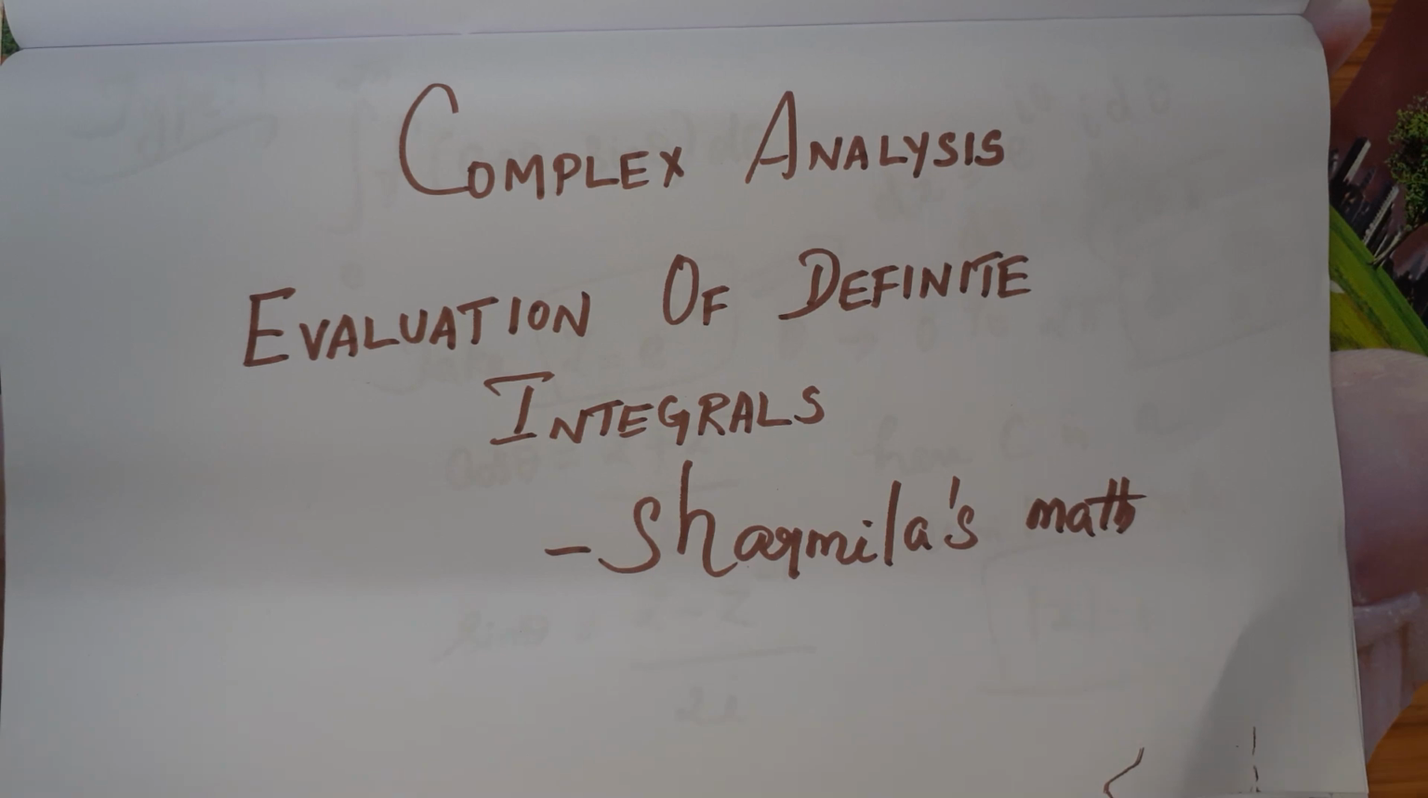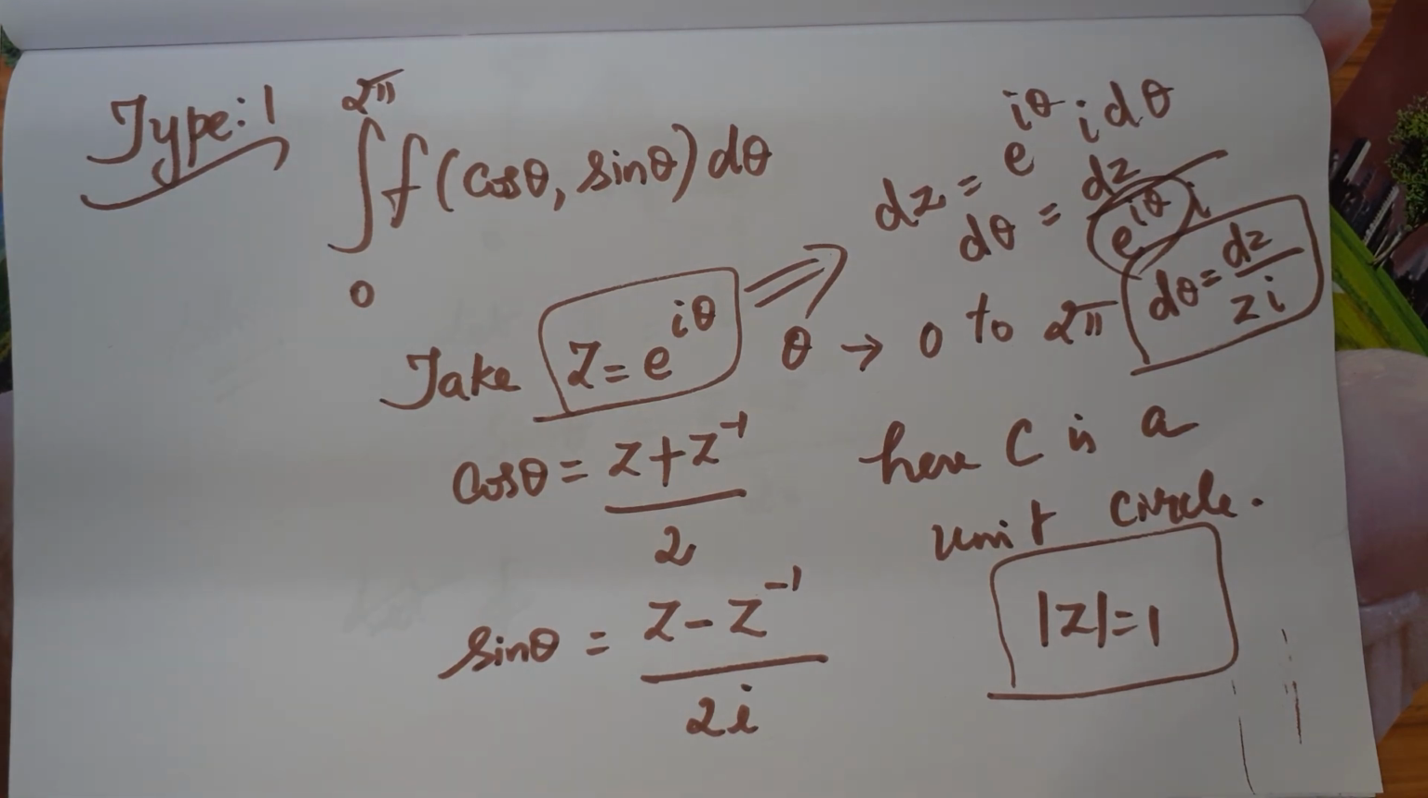Hello students, in this video we are going to evaluate some definite integrals using Cauchy Residue Theorem in complex analysis. For that we are in need of some basic conditions. In this video we are going to see how to evaluate type 1 integrals. Type 1 integrals are of the form integral 0 to 2 pi function of cos theta and sin theta d theta. And here we are going to make some assumptions.